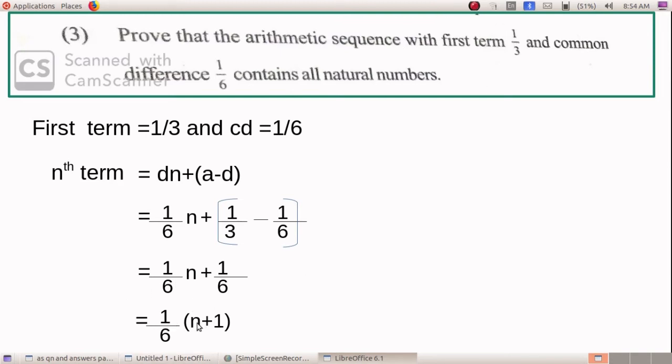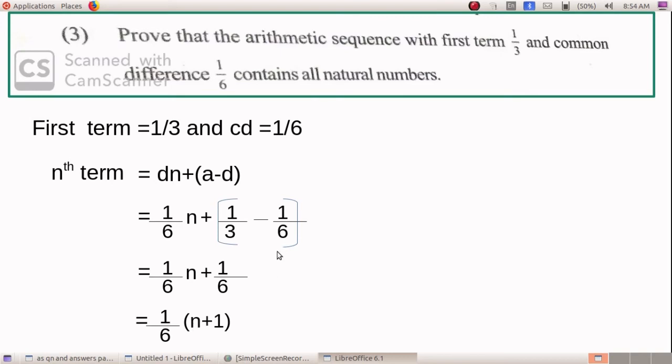As we substitute n as 5, 5 plus 1 will be 6. Therefore 6 and 6 cancel, and 1 is left. When we substitute n by 11, 11 plus 1 will be 12. 12 is 2 times 6, so on cancellation, 2 is left. That means 1 is got at one time, 2 at another time, 3 will be obtained. That means all natural numbers will come as we substitute n by different natural numbers.